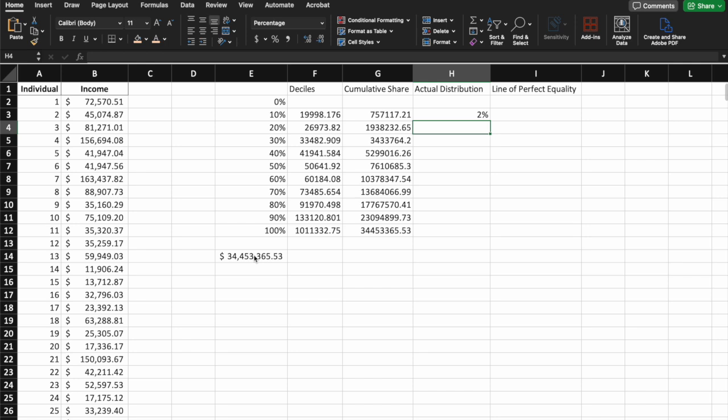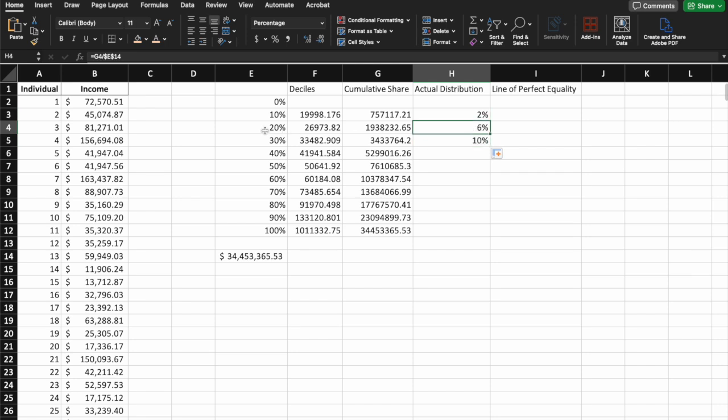Okay, now this is really interesting, right? So if it was perfectly equal distribution in this economy, the bottom 10% should have 10% of the wealth. But they actually only have 2% here. Okay, so this is telling us something about the distribution of the wealth. Bottom 10% of people only have 2% of the wealth.